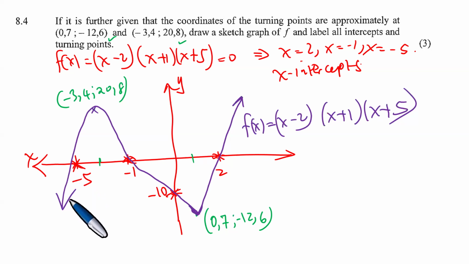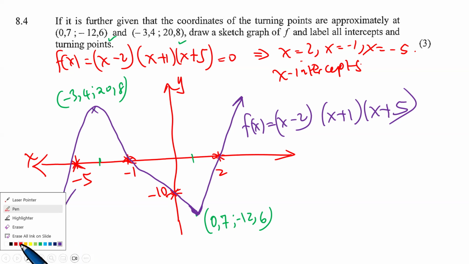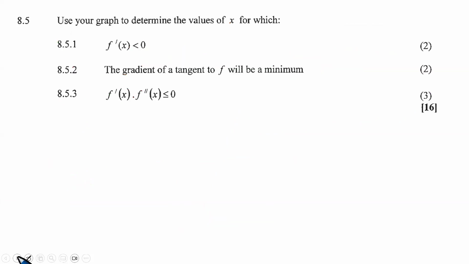This is the rough graph, and the intercepts have been shown, and everything has been shown there: your salient points, your intercepts with the axes, both the x and y, your vertices, and your y-intercept as well. Okay, we're good. Use your graph to determine the values of x for which this is the case. Let's do that quickly.